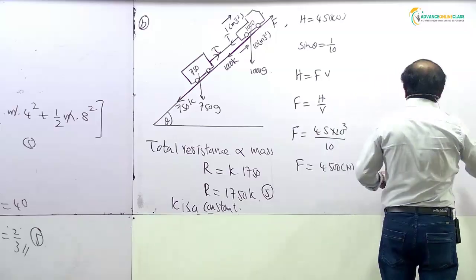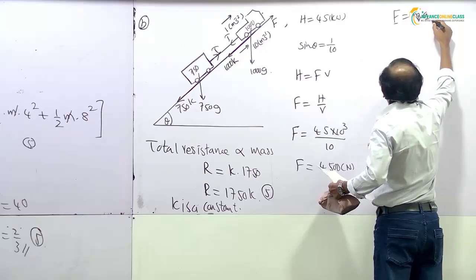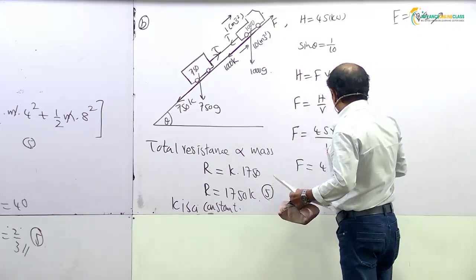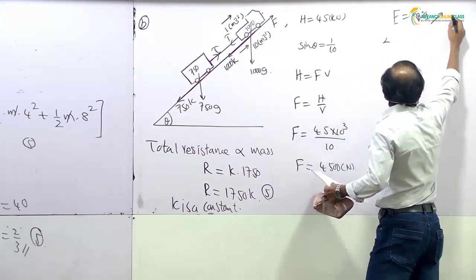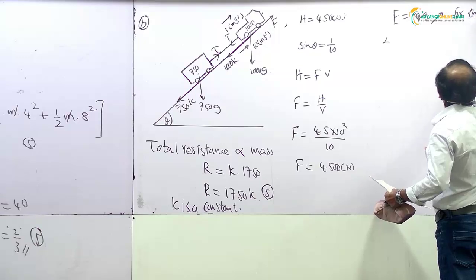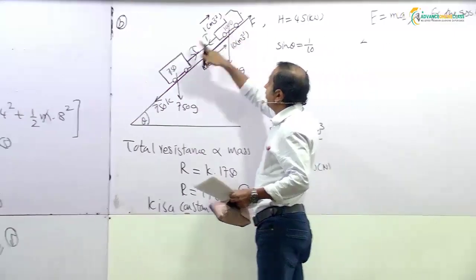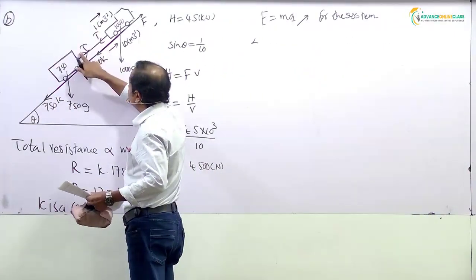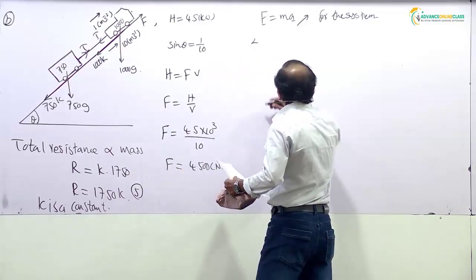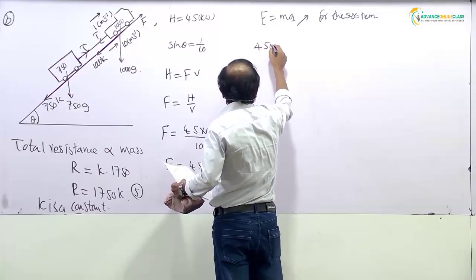We apply F equals MA. What is the effective force? F is 4,500. For the system we apply, that means for the truck and the trailer both. Then T cancels off; they become internal forces. Then the tractive force F is 4,500.